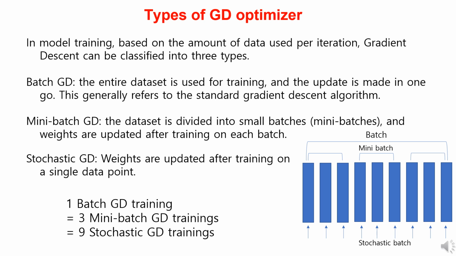To explain using the diagram below, in the batch algorithm, the entire dataset is used for training in one go, so there's one round of training. In mini-batch, since the data is divided into 3 mini-batches, training is conducted on each batch, resulting in a total of 3 rounds of training. Meanwhile, in the stochastic algorithm, training happens after each data sample is used. So with 9 data points, there are 9 rounds of training.